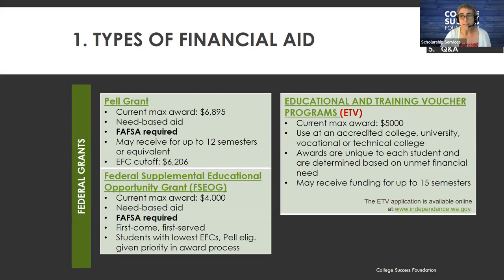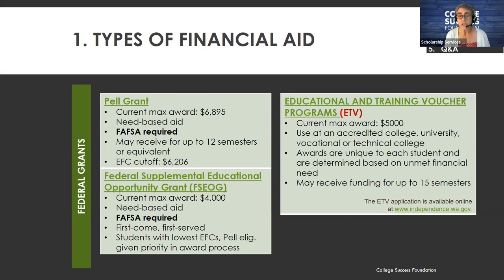What I want to highlight also with the federal Pell Grant, you can see what the maximum dollar amount for the upcoming year is. It is need-based, as I mentioned. Students do have to fill out their FAFSA in order to qualify, and they may receive it for up to 6 years or 12 semesters. And you can see what the EFC cutoff is. So any student with an EFC that is higher than $6,200 will not qualify.